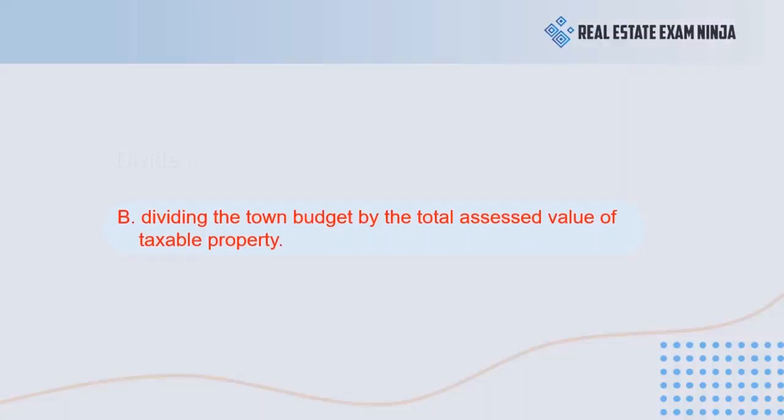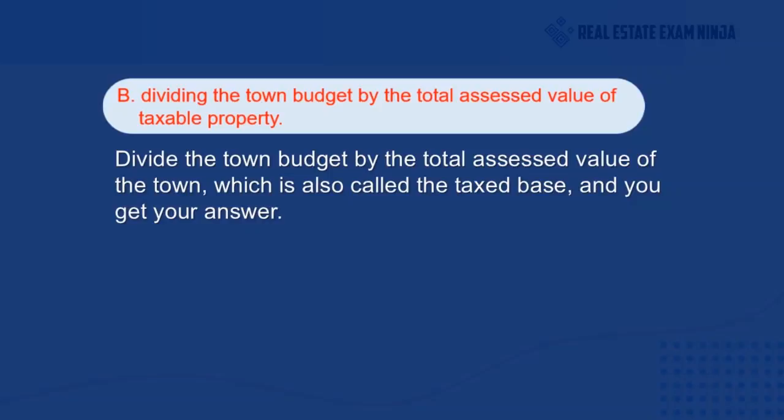The correct answer is B. Divide the town budget by the total assessed value of the town, which is also called the tax base, and you get your answer.